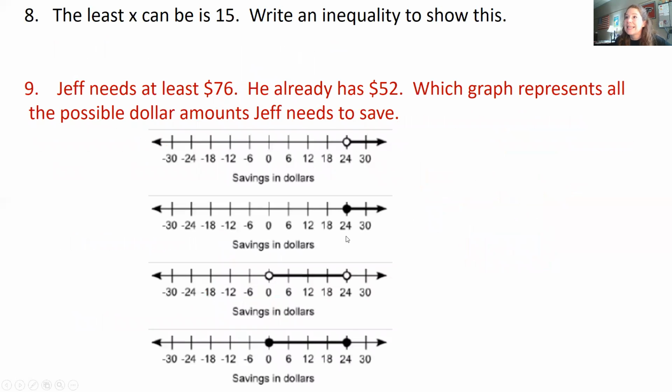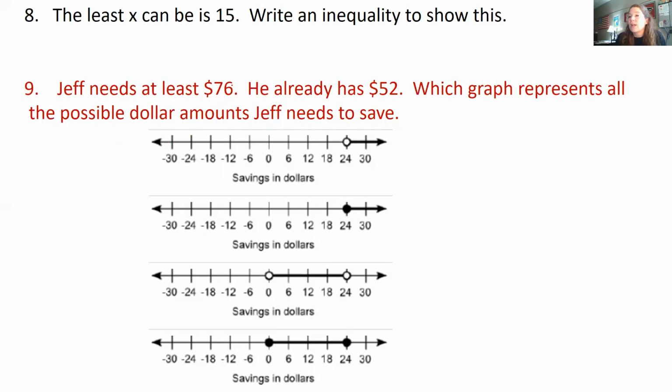Number 8, the least X can be is 15. So how big can X be? It doesn't say, but it tells me the smallest number X is 15. The very smallest. Can it be 15? Yeah, the least it can be is 15. So what does that mean? X can be 15 or greater.